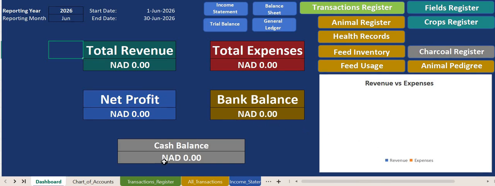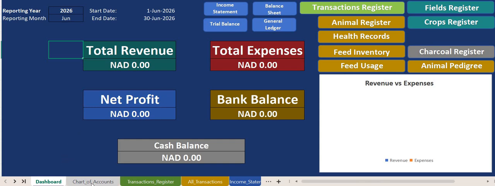All right, so the system is divided into four main sections: the chart of accounts, the transactions register, the all transactions register, as well as the financial reports. Now, let me quickly walk you through each one of them.